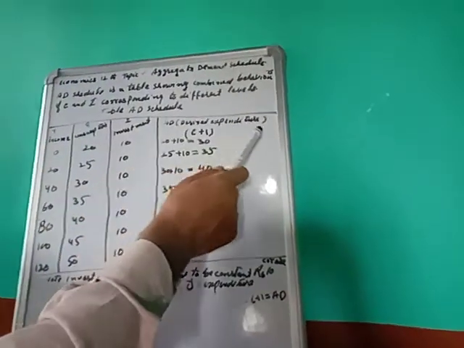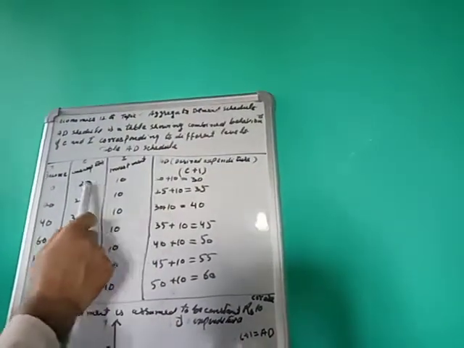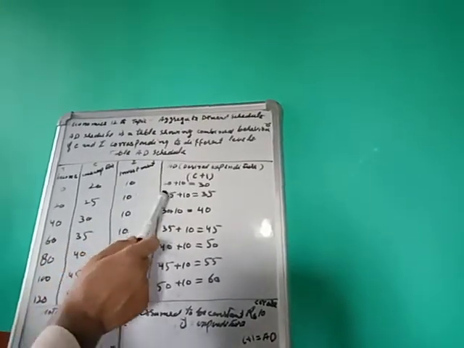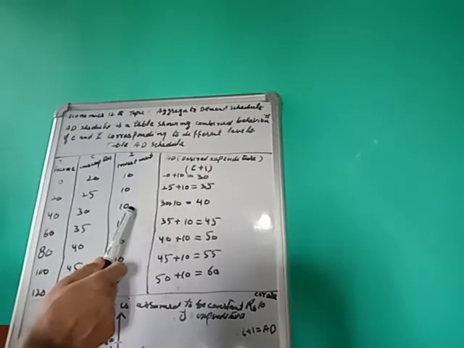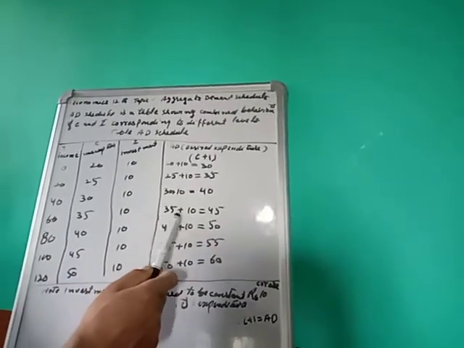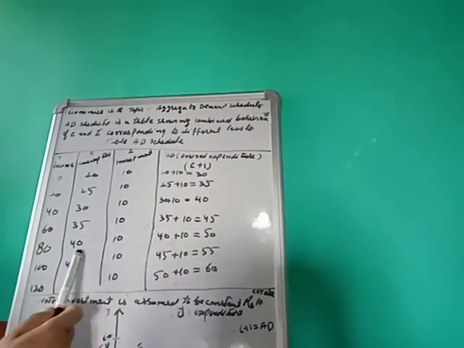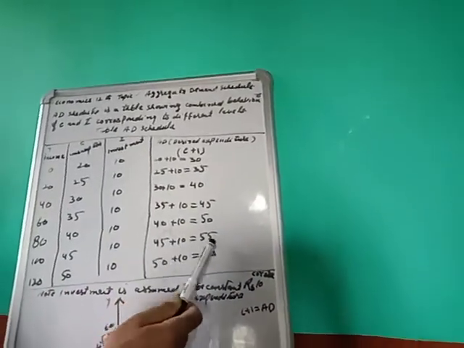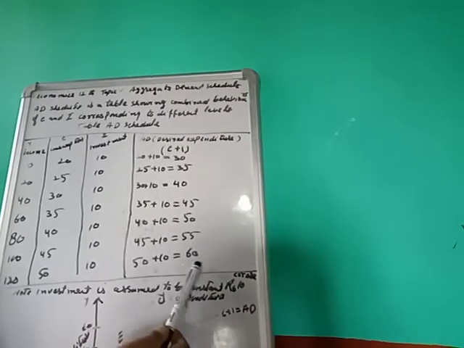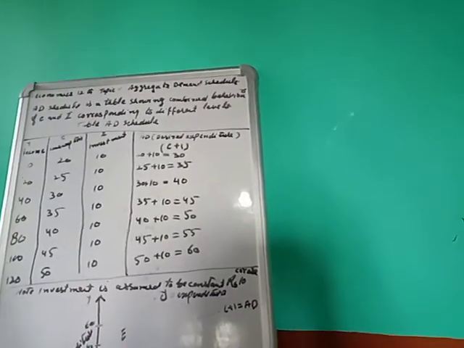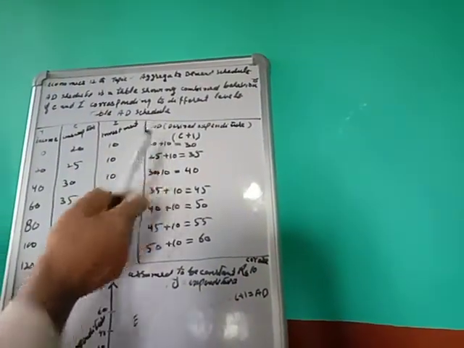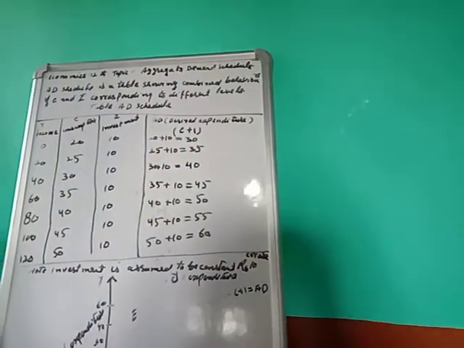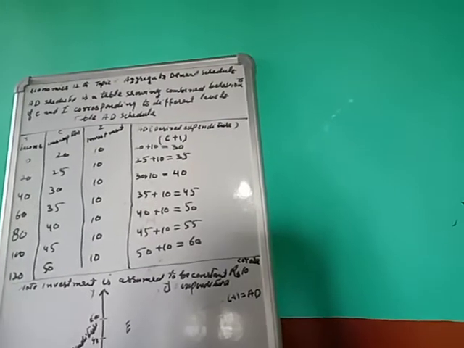Here aggregate desired expenditure is equal to C plus I: 20 plus 10 is 30, 25 plus 10 is 35, 30 plus 10 is 40, 35 plus 10 is 45, 40 plus 10 is 50, 45 plus 10 is 55, 50 plus 10 is 60. Here we have assumed that investment is constant.